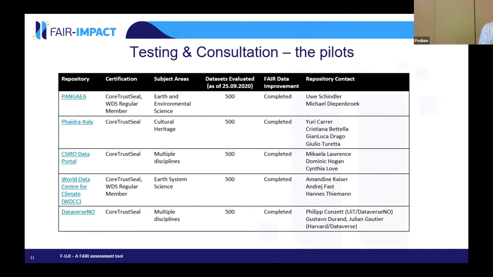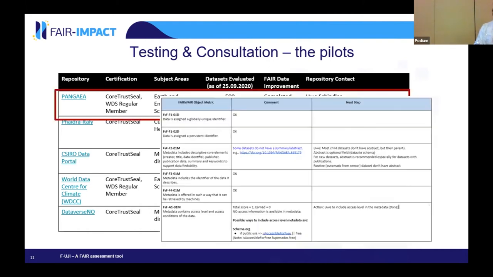These improvement suggestions were summarized in an assessment report shown here. The report contains comments and recommendations for next steps for each metric. For example, here we suggested to improve the way how access levels can be expressed in metadata using schema.org. These assessment reports were discussed with data providers, who in most cases took the opportunity to improve the FAIRness of their assets. To verify these improvements, we ran the assessment a second time.